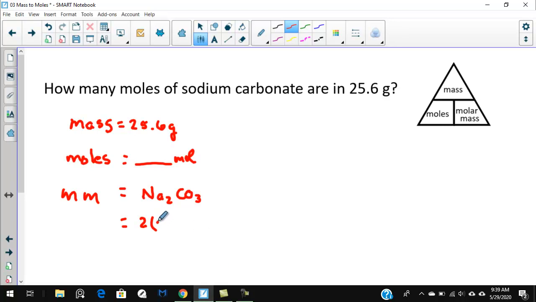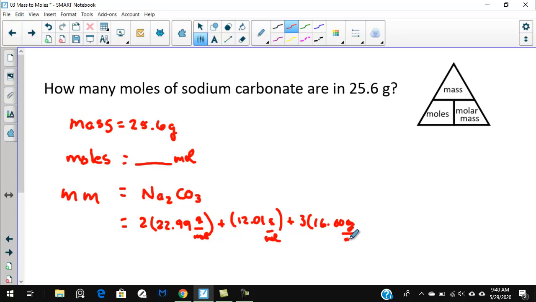And then let's go back and put that into our formula. So it would be 22.99 grams per mole. We've got two of those. We've got one carbon at 12.01 grams per mole. And we've got three oxygens at 16 grams per mole.